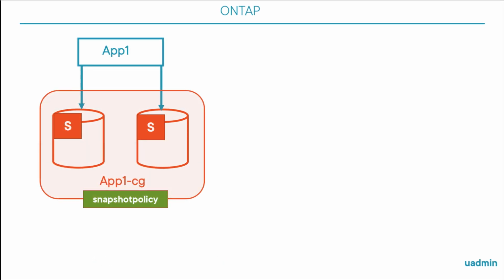So when you create a consistency group, you can connect a snapshot policy to the consistency group to guarantee that the snapshots will be consistent across the volumes. This was demonstrated in a previous video, the link of which is in the description.